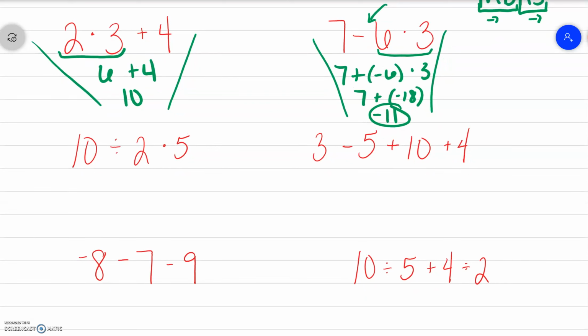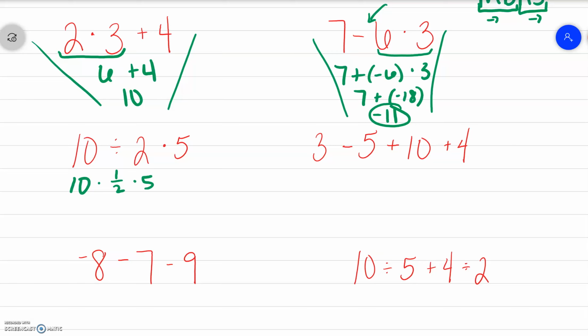Next problem, we have 10 divided by 2 times 5. Now, I get this question a lot, too, or I see it happen a lot. People will multiply the 2 and the 5 first because multiplication comes before division in the word MDAS. And this is another reason why mathematicians don't like MDAS, because it makes it seem like multiplication is more important than division. But they are the same order. Division is just multiplication. Because we can rewrite this problem with all multiplication. Go ahead and do that. 10 times 1 half times 5.